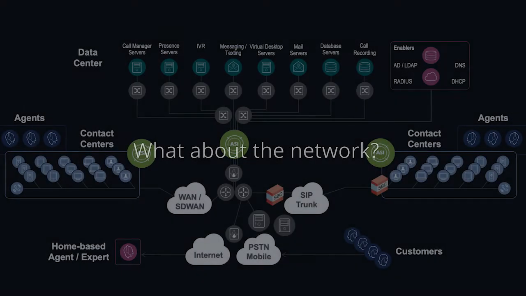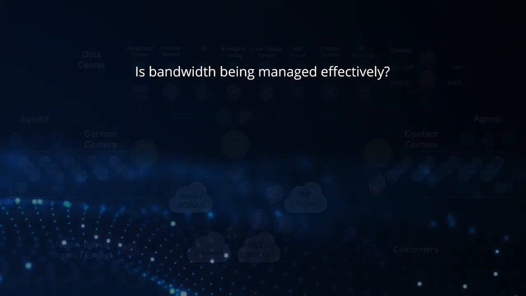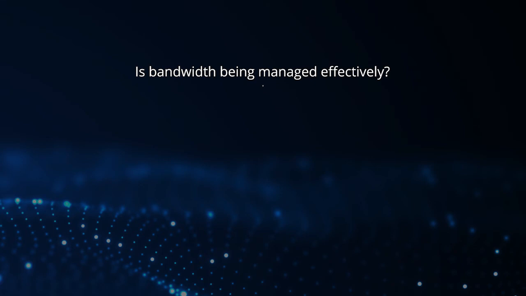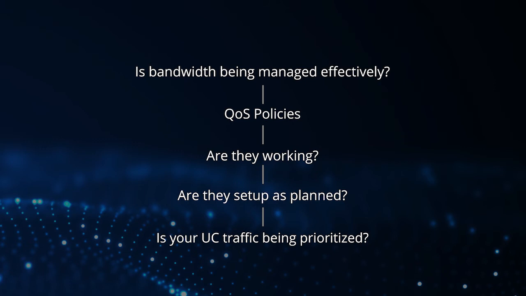What about the network? It's a critical component of the UC and any other application for that matter. Is the bandwidth being managed effectively? Typically, you do this with cost policies, but are they working? Are they set up as planned? Is your UC traffic, which is both loss and latency sensitive, being prioritized such that when the network is congested, voice and video is not affected? In my experience, that's still the number one concern, which is difficult to solve without the right sort of continuous visibility. Yet it's the simplest and most powerful thing that you can do with NETSCOUT technology in place.